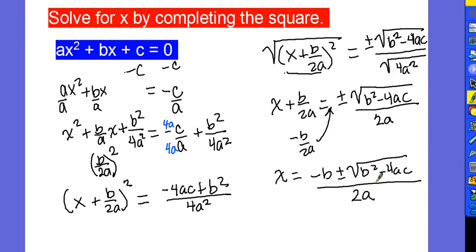Any one we want. Okay. So, that's why completing the square is important. Without it, we would not have this.